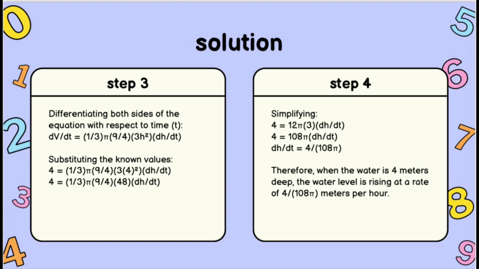Alright, let's move to step 4. Simplifying, 4 equals 12 pi times 3 dH over dt. 4 equals 108 pi dH over dt. dH over dt equals 4 over 108 pi. Therefore, when the water is 4 meters deep, the water level is rising at a rate of 4 over 108 pi meters per hour.